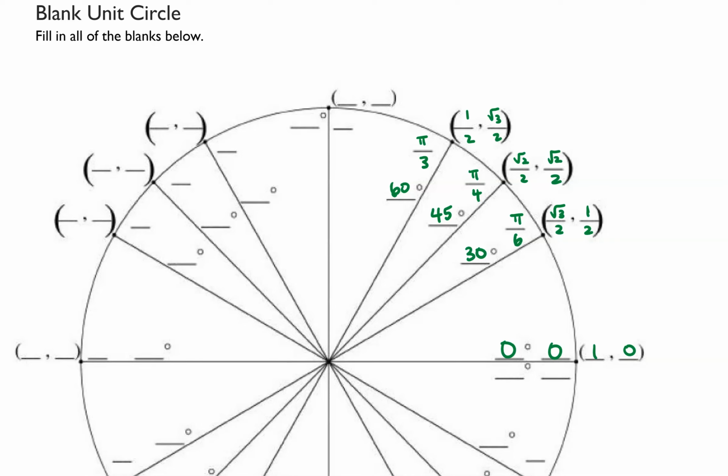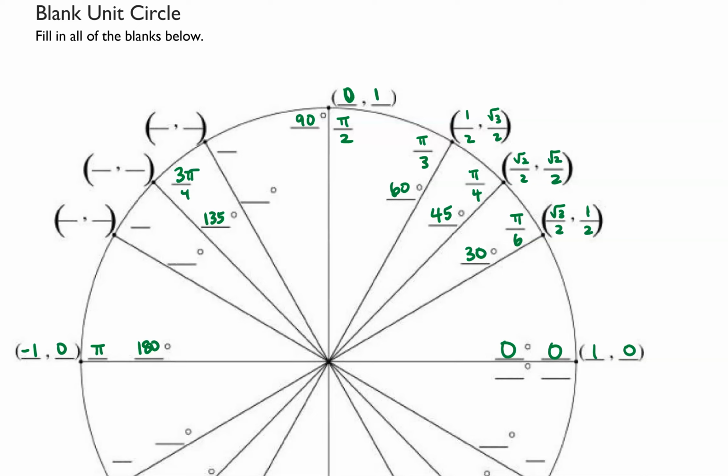If we look at the next one, we know that this is 90 degrees, which is the same thing as pi over 2. And the coordinates for this are 0, 1. Now, I'm not going to fill out this whole thing. I'm going to leave it up to you to finish the rest of these, but maybe let's do a couple more. I know that the coordinates here are -1, 0, and this angle is 180 degrees, which is the same thing as pi radians. This one here is 135 degrees, which is equal to 3 pi over 4 radians.